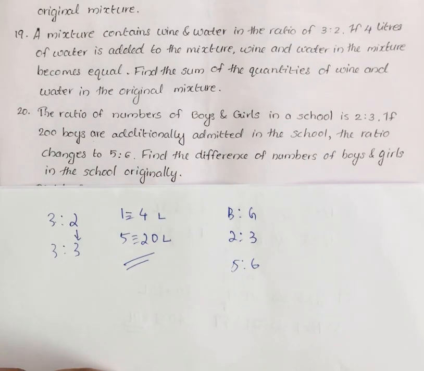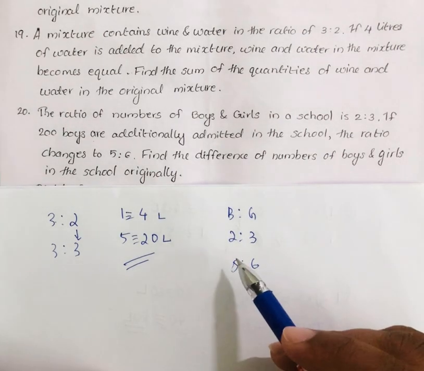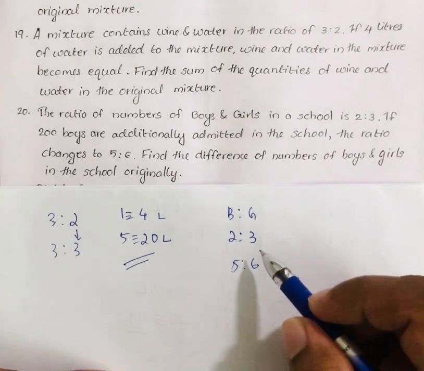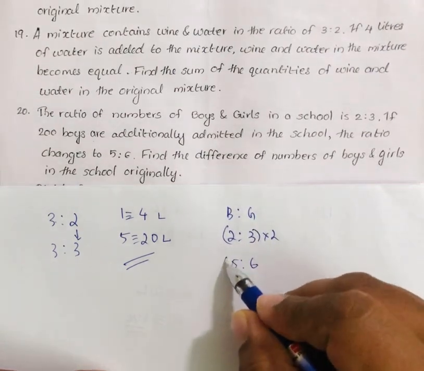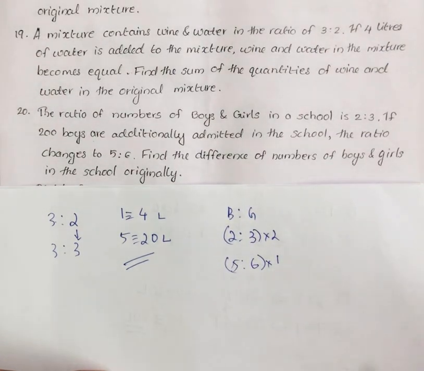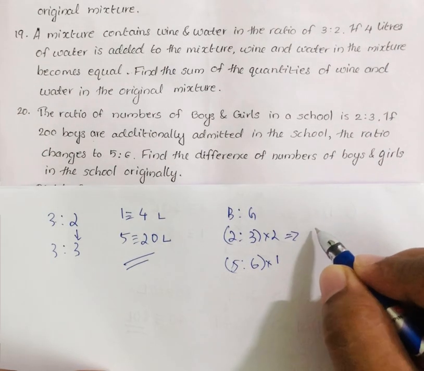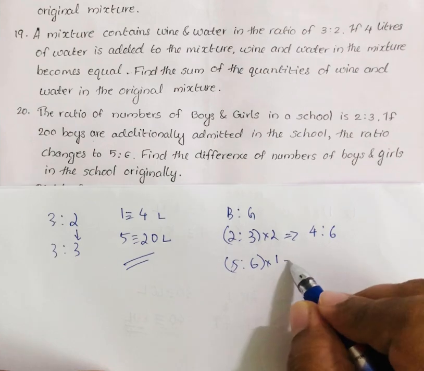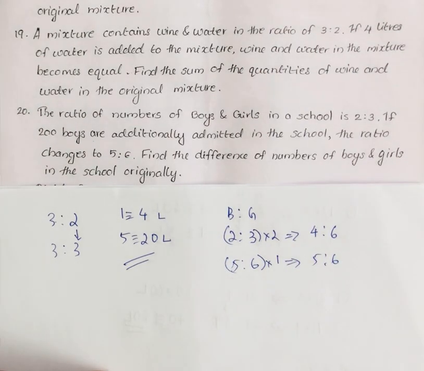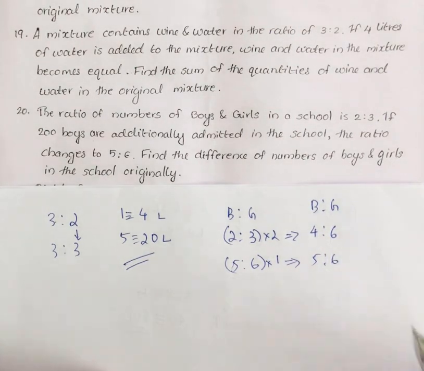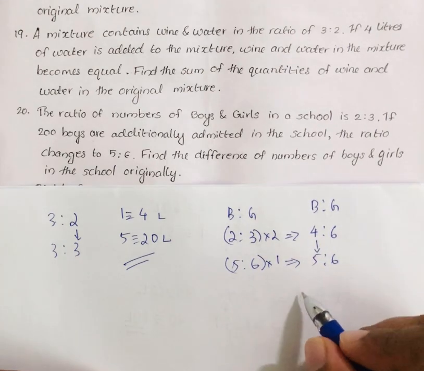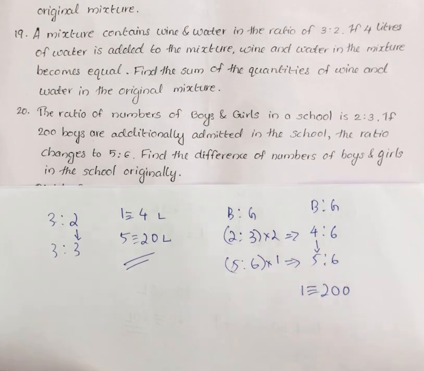5:6. So here we are adding the number of boys. So what should be same? This term should be same. So I'm multiplying these two by 2. These two need not be multiplied with anything, or just 1. So the ratio becomes 4:6 and here it becomes 5:6. That is, initially boys to girls ratio is 4:6. When 200 boys are added, the ratio becomes 5:6. So 4 to 5, one part will be 200.